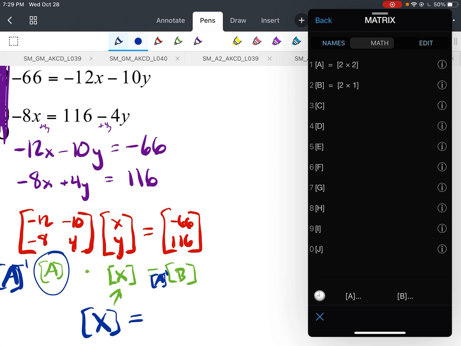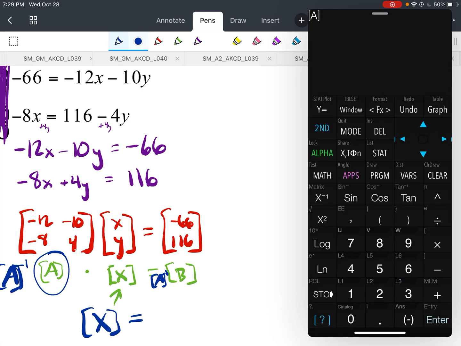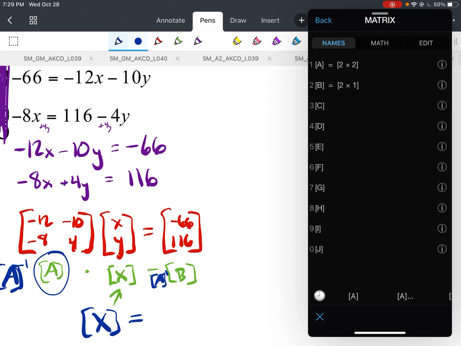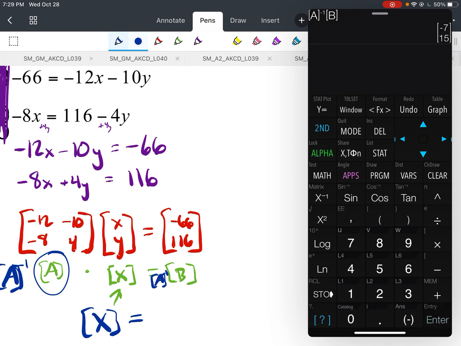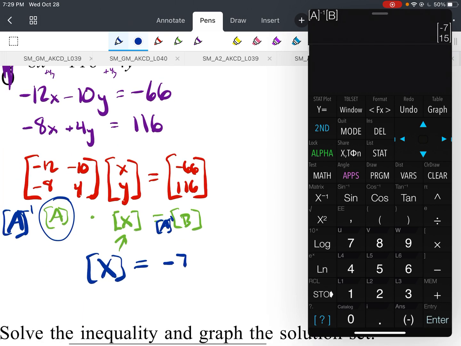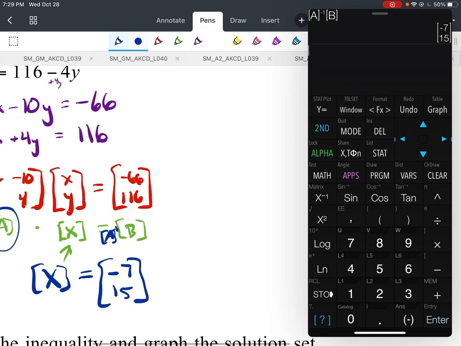Matrix. I can't win here. Name it A inverse, this right there, that -1 thing. All right, A inverse times matrix B. Hit enter, and I got -7 and 15 as my answers. What does this mean? This means literally that little x equals -7 and little y is 15.